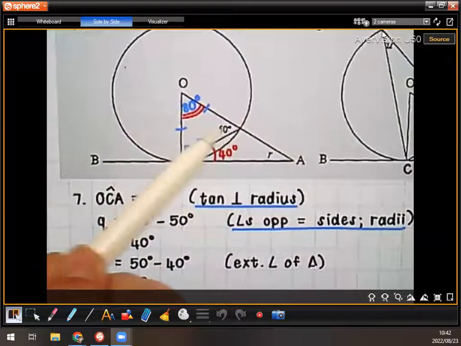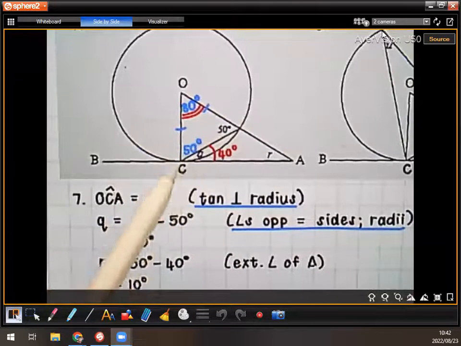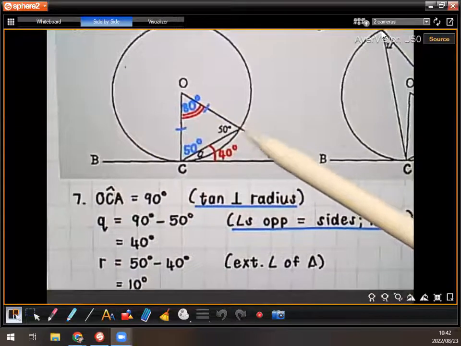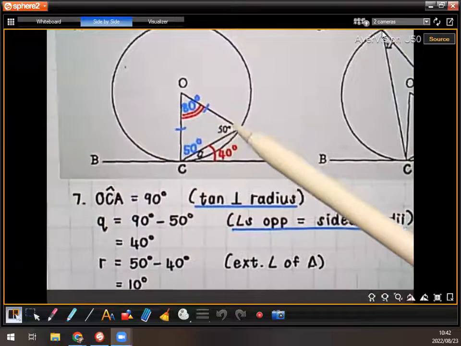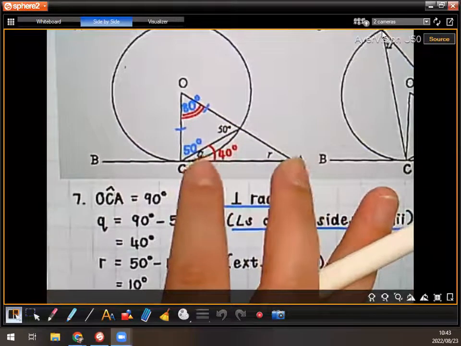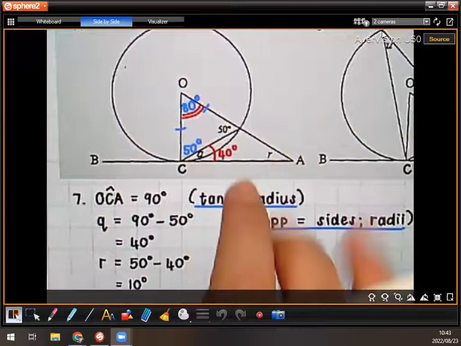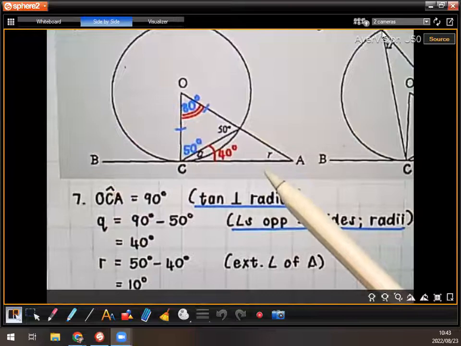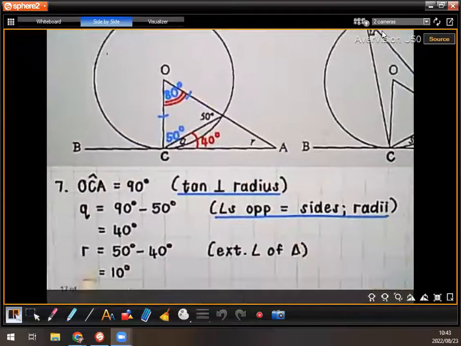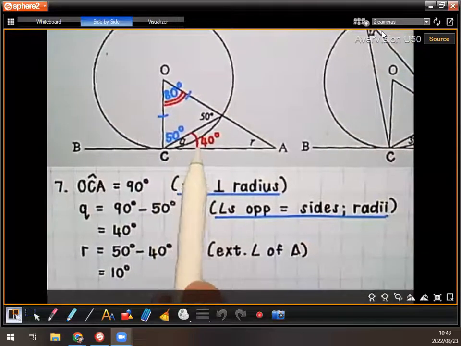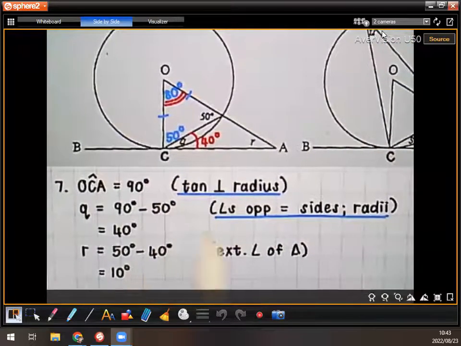So we agree that this 50-degree angle is actually an exterior angle of this bottom triangle. Right? Because it's the side of the triangle that's been extended. And we remember that the exterior angle of a triangle is always the sum of the opposite interior angles. So this 40-degree angle and R should add up to 50. Right, so R has to be 10 degrees. So what I did was I said the exterior angle, 50, minus the interior one that I have, 40.